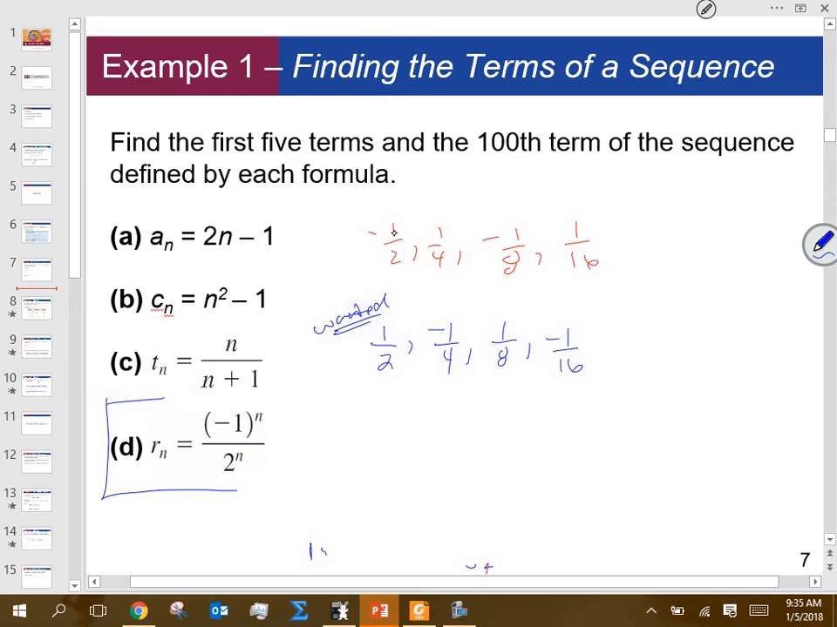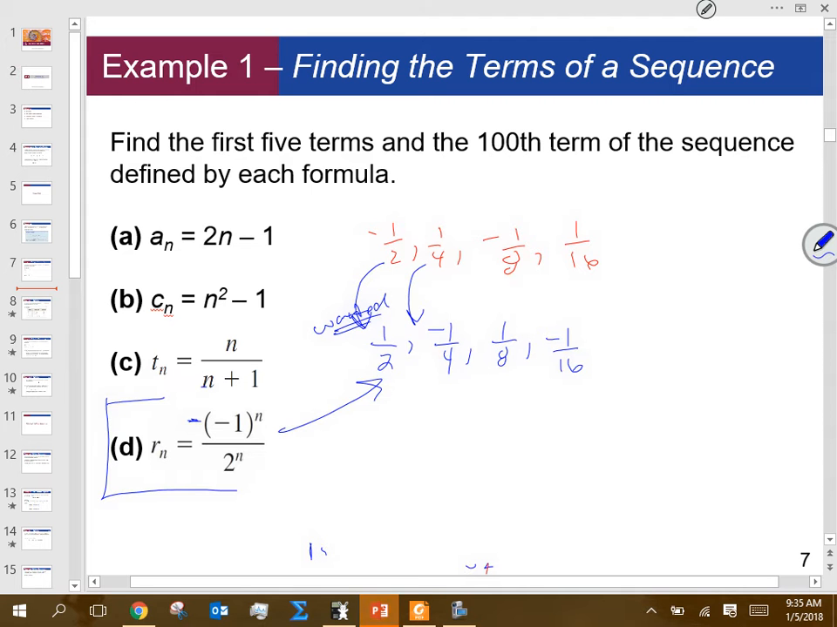Think about this list. If this is a -1/2, how could I get it to go to 1/2? If this is positive 1/4, how do I get that to go to -1/4? Multiply by a -1. So I would need another negative here, and that would provide that list there. Does that make sense?